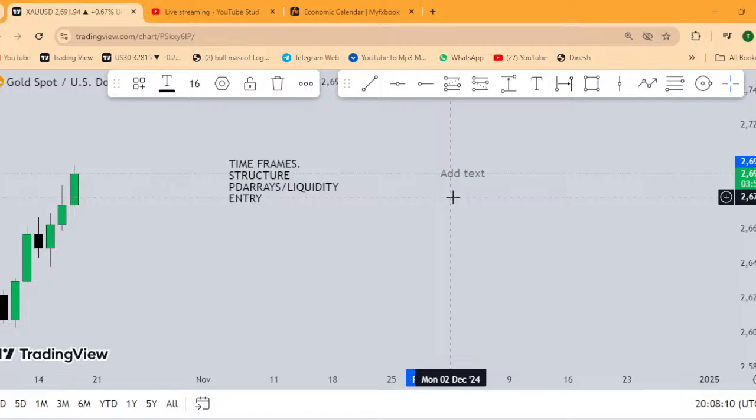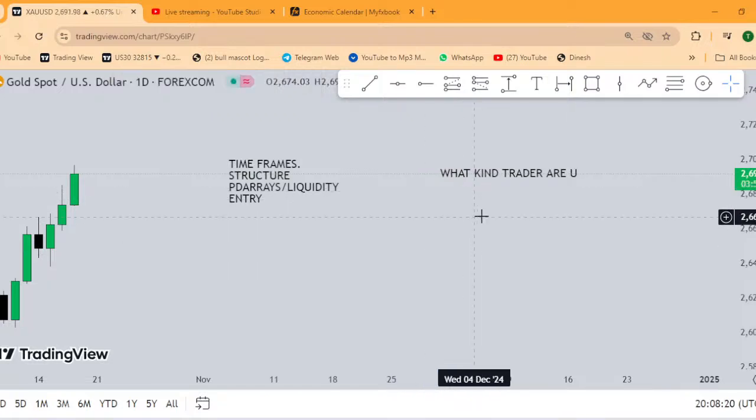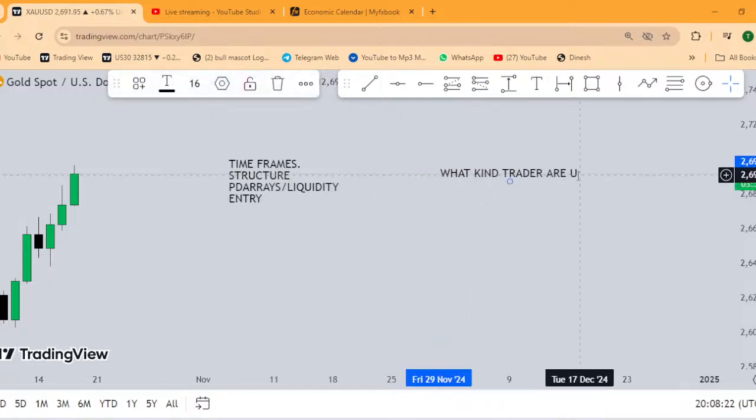So what kind of trader are you first and foremost? That one you answer yourself. It's not subjective to a particular way of approaching the markets. Are you a swing trader? Are you an intraday trader? Or are you a scalper?